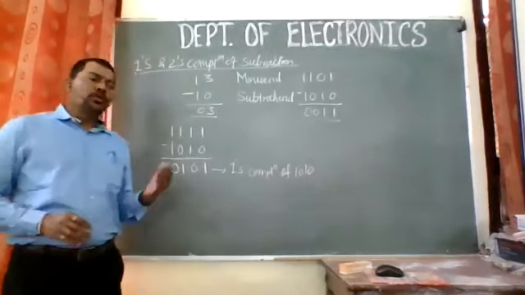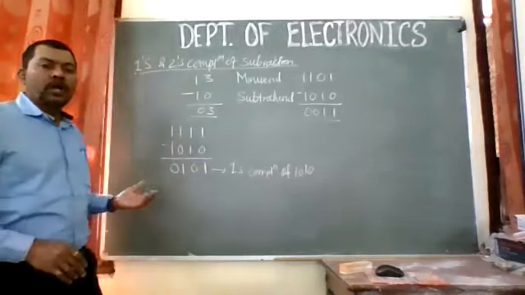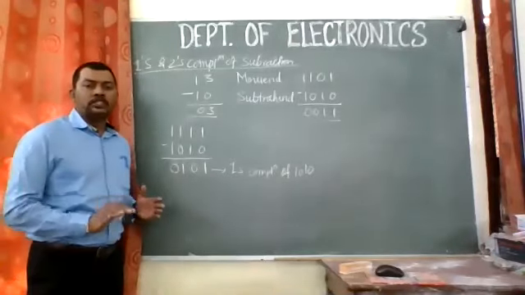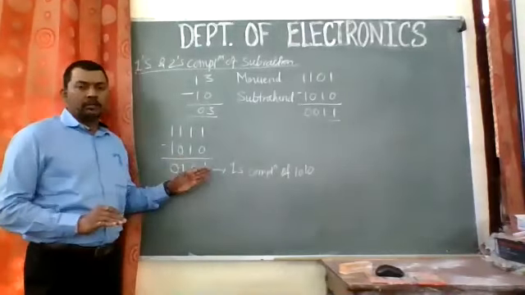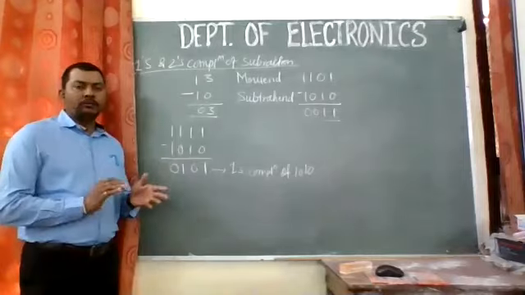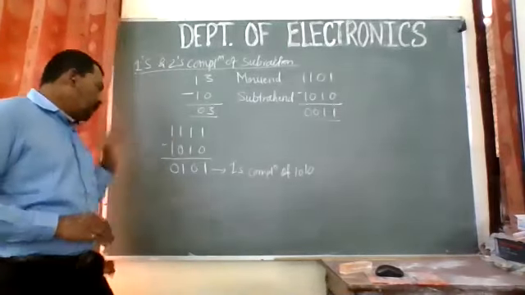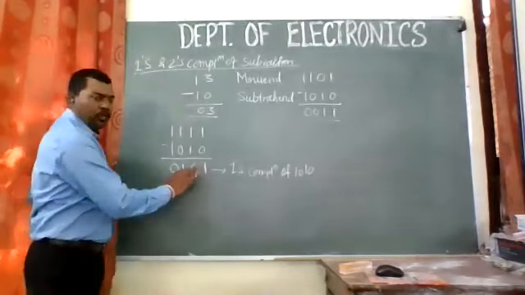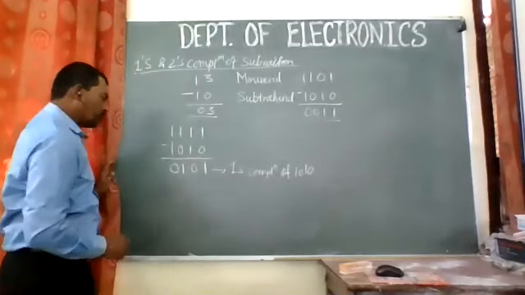If you do that, you will get the number which we are going to call the ones complement of that number, right? So we are just replacing 1 by 0 and 0 by 1. So the number is 0101 and we are calling this the ones complement.